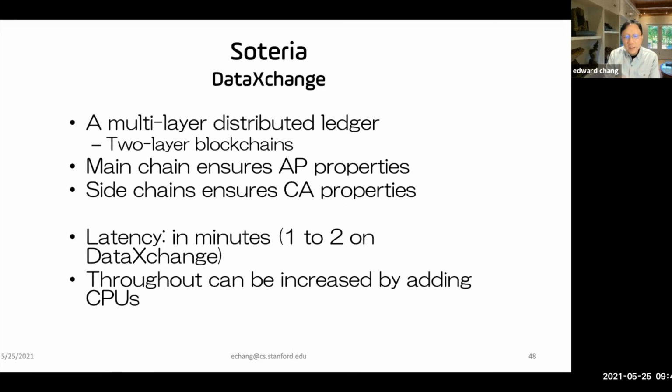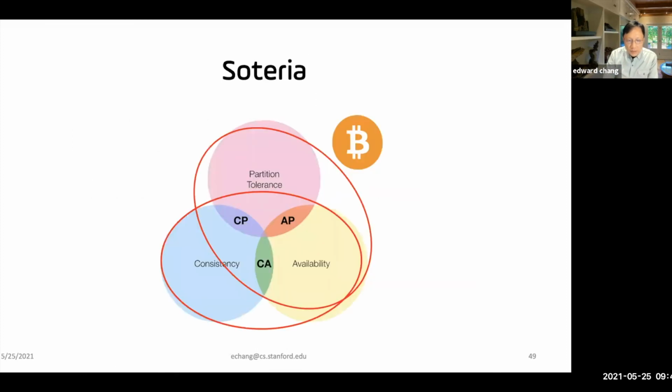So basically, I say, okay, let's have this 2-layer blockchain. So you have the main chain ensure AP properties. In the worst case, the main chain is Ethereum. It's in the public domain, but the side chain will be on the CA, using the CA property. Using the CP property is also okay. So the side chain will be very quick, but the main chain will be very slow. So this is the picture.